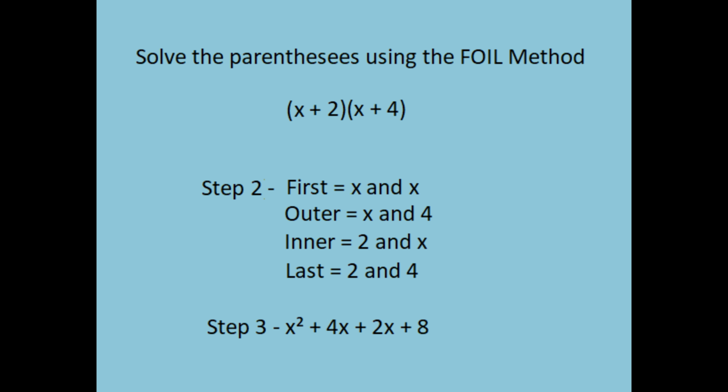Then I add the like terms of 4x plus 2x together from x squared plus 4x plus 2x plus 8, and get x squared plus 6x plus 8. Note that no useful information is given to solve for x in this problem. X squared plus 6x plus 8 is the answer.